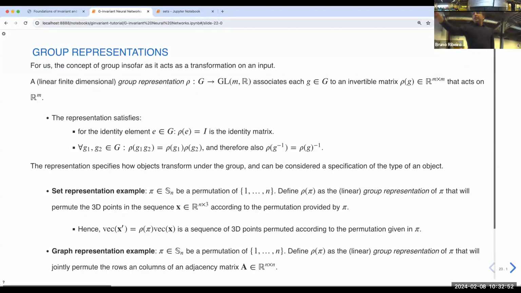The representation only has these 2 properties, and with these 2 properties, we can prove that the inverse of any element in the group will be the inverse of this matrix. Okay, so these matrices must all be full rank because they need to have inverses. So the representation specifies how objects transform under the group, and can be considered a specification of the type of an object.